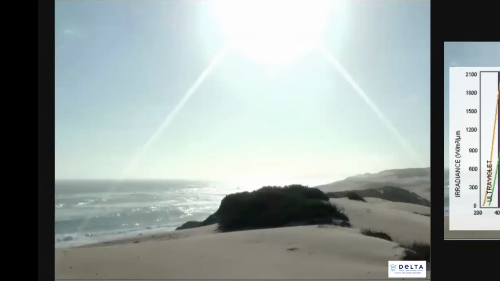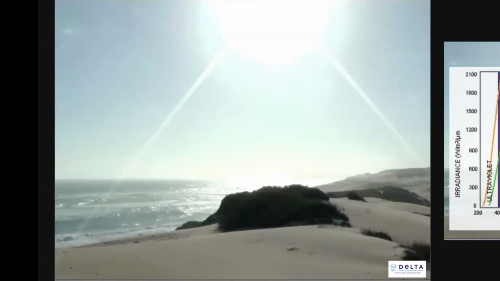The image you can see here is of the glorious sunshine in South Africa. We were in South Africa a few years ago, and this is at midday, I think it was in January, which is the height of their summer. And at the solar zenith, there's a tremendous amount of energy coming from the sun.